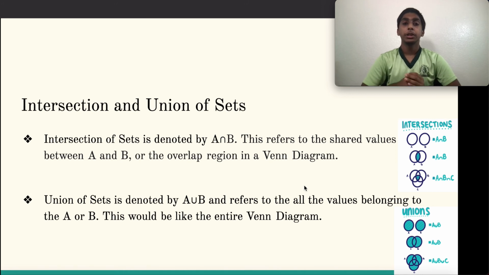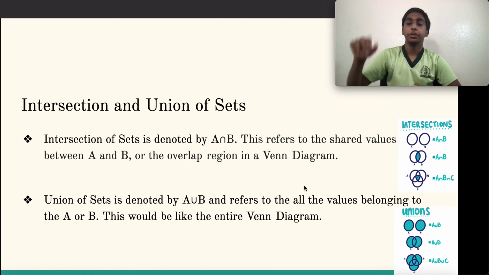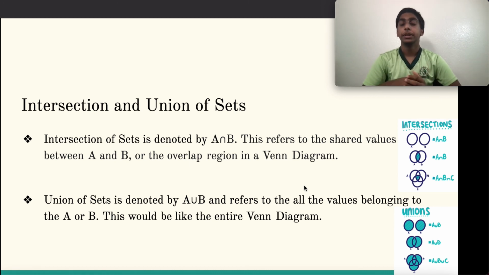So here we're also going to go over intersection and union of sets. Usually when we discuss sets, we like to use Venn diagrams because they're easiest to understand, and this falls under statistics in general. The intersection of sets is denoted by an upside down U, A ∩ B, and this basically just means A intersection B. It refers to the shared values between A and B, or the overlap region in a Venn diagram.